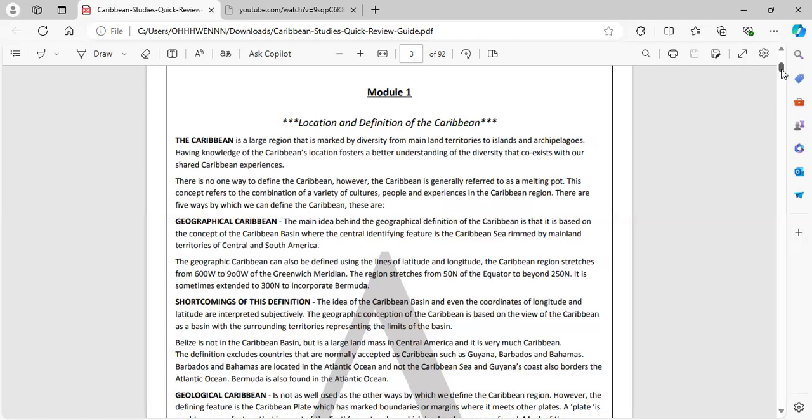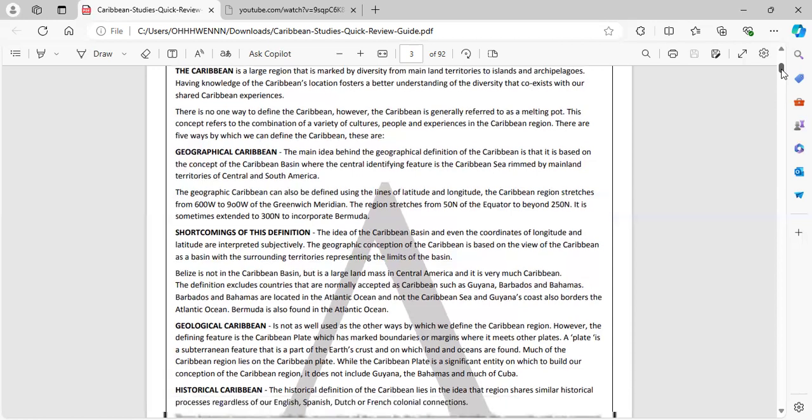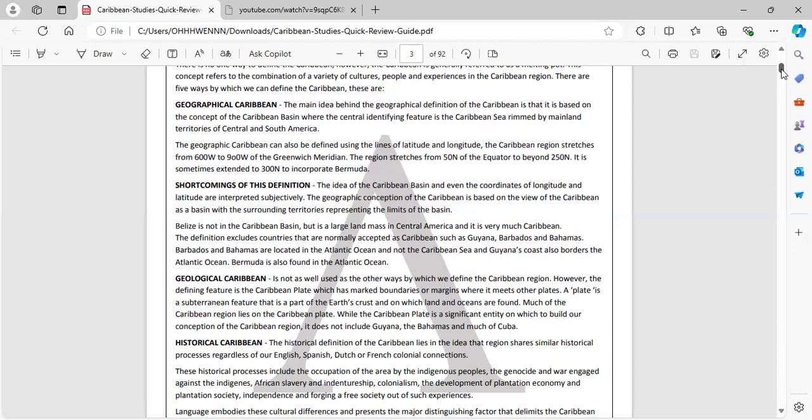I'll tell you to include the five chronologies, which I'll share with you. The first thing you need to know is what the Caribbean is, because that's one of the first things that will be tested in Module One. If it comes on the exam paper, what is the Caribbean? That is in Module One. Then you just need to know what the five things are that define the Caribbean.